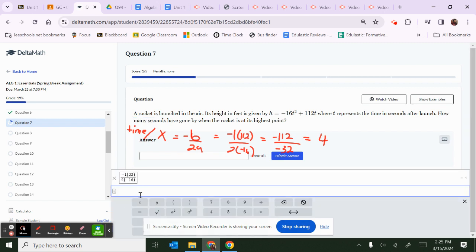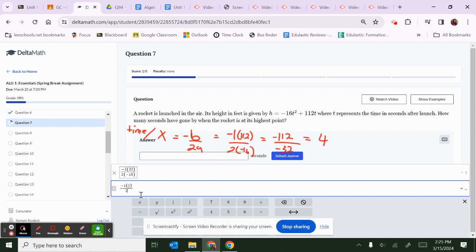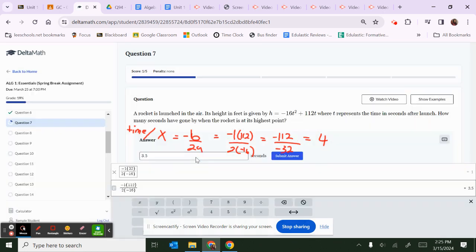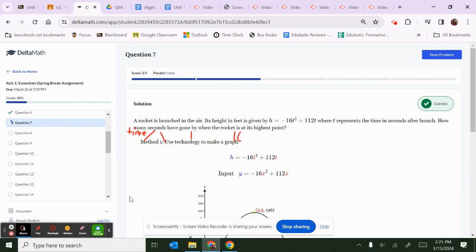All right. So again, you write your fraction, negative 1 over 2, because you're using that same negative b over 2a. Your b is 112, and your a is negative 16. Oh, so I actually was a little off. It was actually 3.5. So I'm glad that we used our calculator so that we did not possibly get this wrong. All right. So again, guys, there's no problem with depending on your calculator for a question that looks like this. Okay. So looking at the next question, guys.